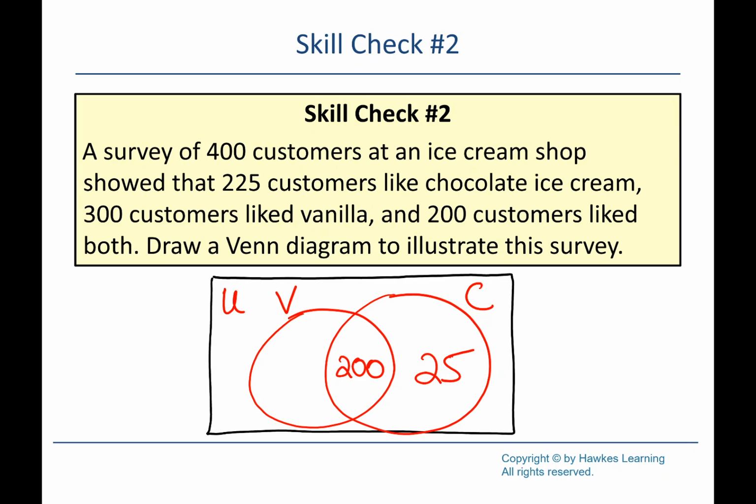And then with vanilla, we had 300 total. We've already got 200 in there. So we'll have 100 vanilla only people.